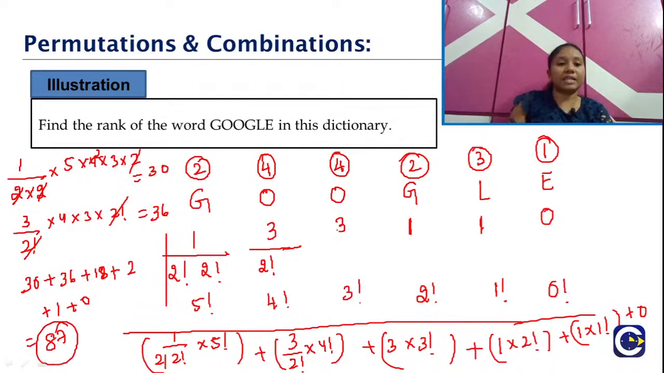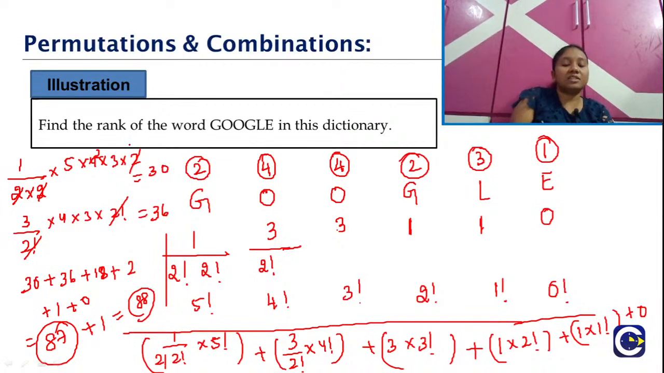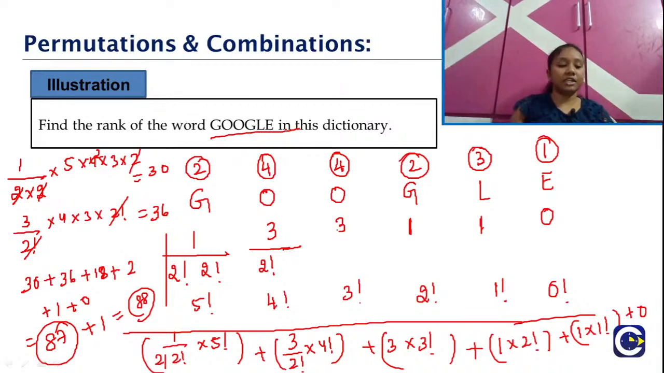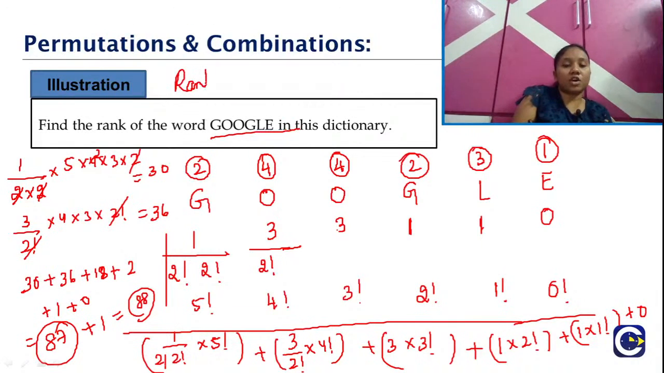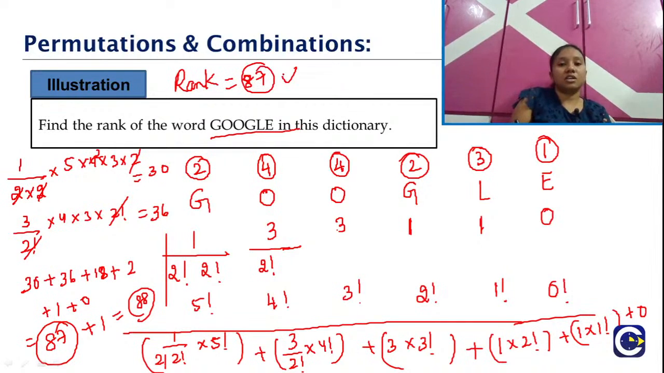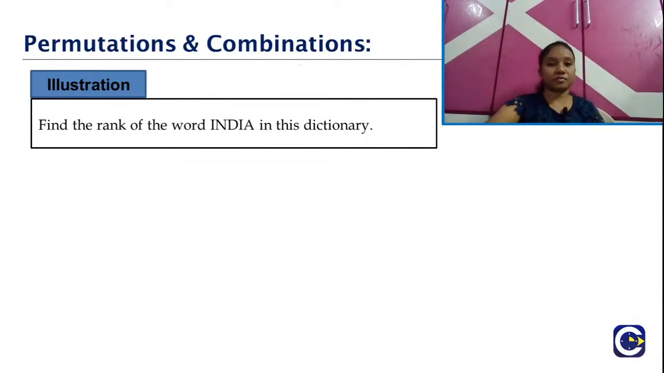But this will not be the exact rank of the word. So now we have to do plus 1. So 87 plus 1 will be equal to 88, which is the rank of the word Google in the dictionary. So now the required rank of the word Google is equal to 88. Right. So this is how we'll be finding the rank of the word if the letters are repeated. So let's just see one more example related to this case where the letters are repeating, and then we'll jump into our next concept.